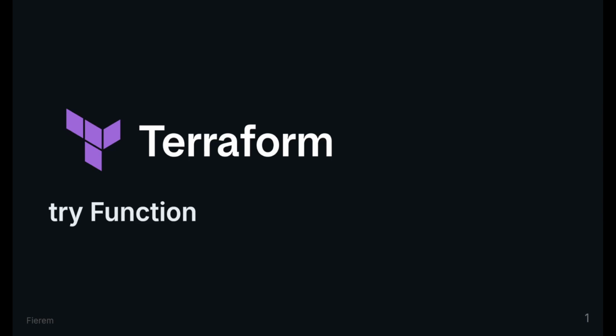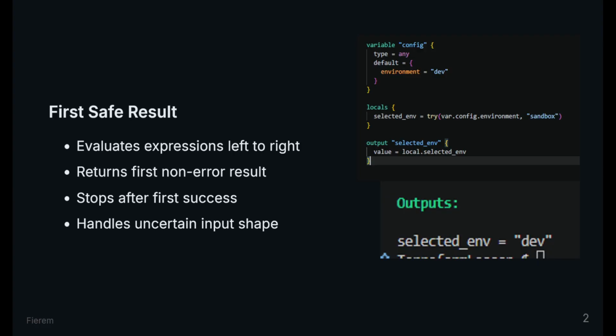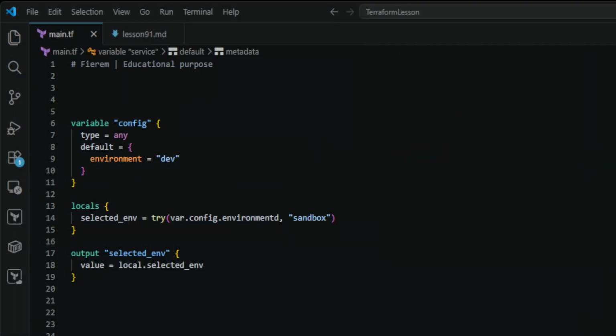Try function. Try evaluates expressions from left to right. The mechanism is sequential error handling. The outcome is that Terraform returns the first expression that does not fail during evaluation. This matters when an input shape is uncertain, but you still need a predictable final value.